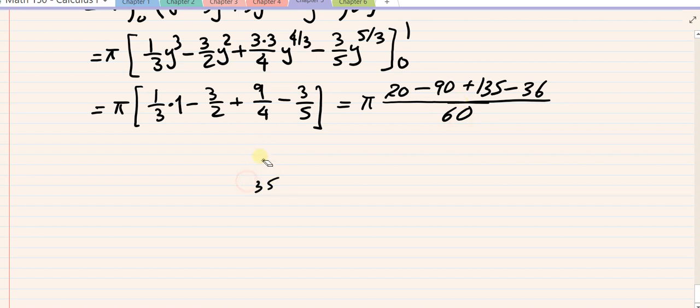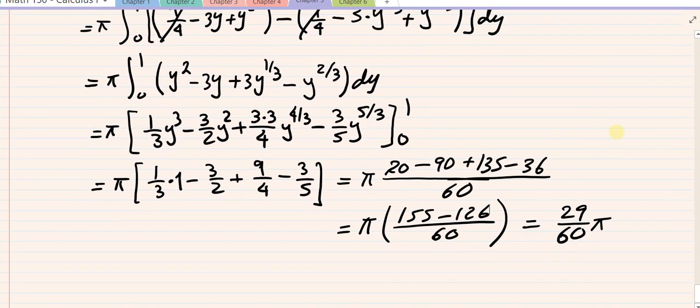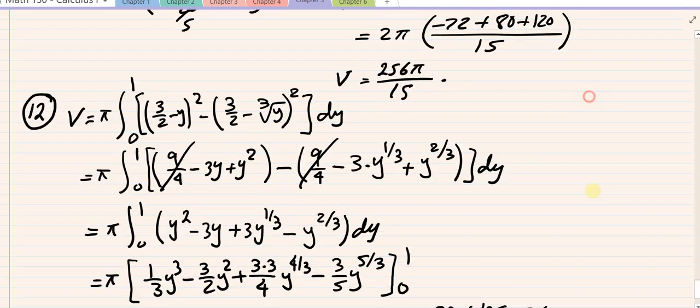Okay. And let's see. So the numerator is going to be 155 minus 126 over 60. And 155, take away 126, that's going to be 29 pi over 60. There. So hopefully I did my arithmetic correctly in this one. All right, and that will be the volume of the solid of revolution.